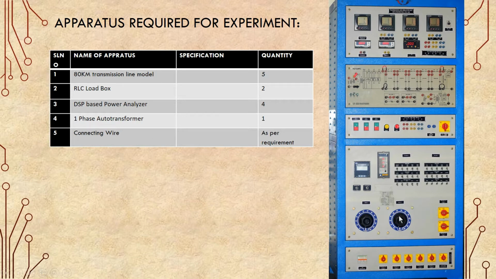Relays are also there, which are not needed in this experiment. These are the extra things. If we did an experiment where relays are used, then all these things would be used. But in our experiment we need an auto transformer, an RLC load box, a transmission line and a power analyzer to measure the voltage.